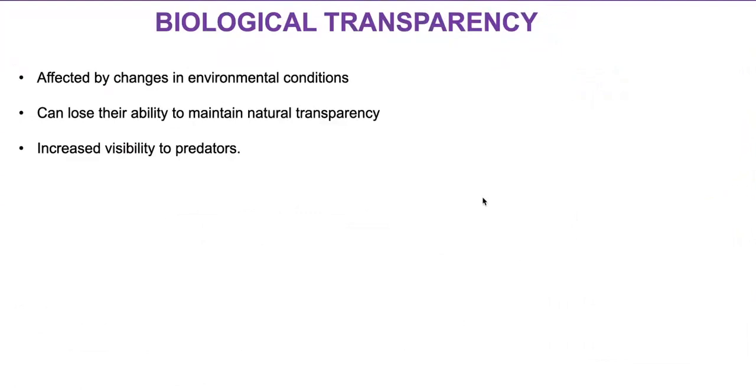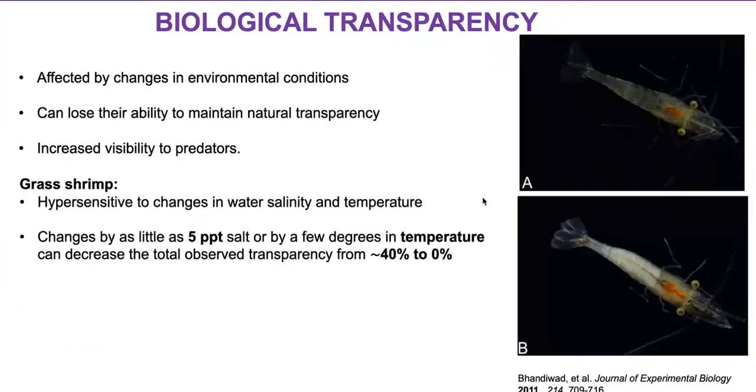Biological transparency is also a challenge because they want to avoid predators, but they can lose their transparency very quickly. Here is, for example, a type of shrimp which is highly transparent, but if you add a very small change, like parts per trillion of salt, then it loses its transparency and becomes opaque. Immediately it will become opaque, and the predator can easily identify it. So if you slightly change the temperature by 1 or 2 degrees Celsius, the transparency goes from 40% to 0%, changing rapidly. And this is not good. So this is also difficult to maintain.